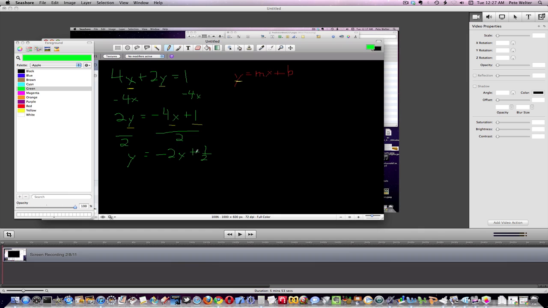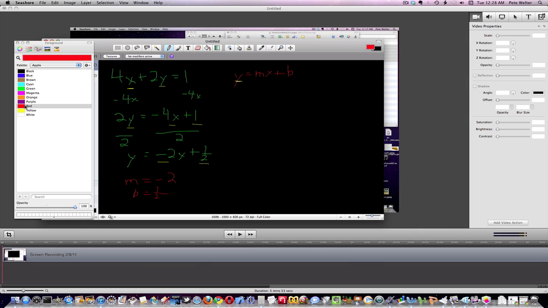Now this is looking very much like, and as a matter of fact it is, our slope-intercept form. So on this side we have a negative 2 where the slope is, and a 1/2 where the y-intercept is. So m, which is our slope, is negative 2, and our y-intercept, where it intercepts the y-axis at x equals 0, is 1/2. And we've got this in the right form now.